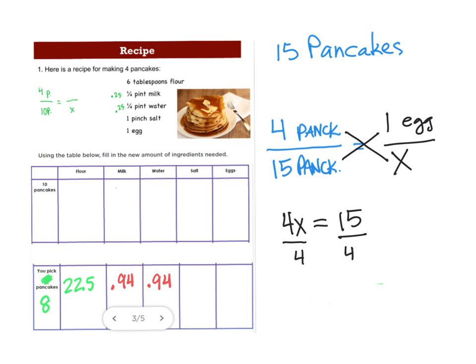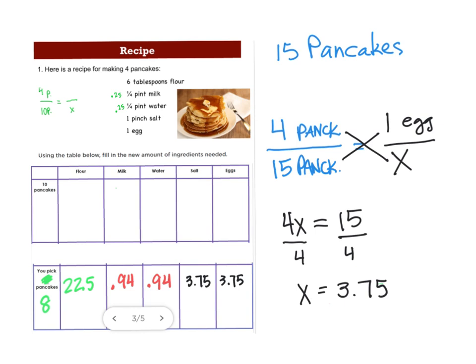You see how it's always the same steps, isn't it? You see a pattern? And then that tells me that x is equal to 3 3/4. Therefore, salt would be 3.75, and eggs would be, I don't know how you do 3 3/4 of an egg. I'm not a baker, I will tell you that now. My kids will tell you that too.